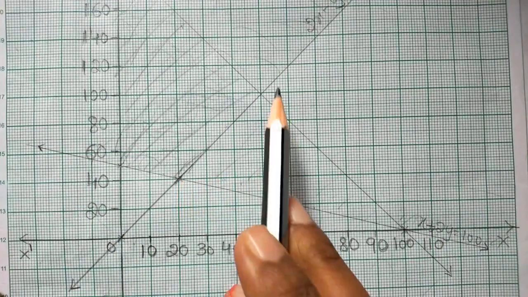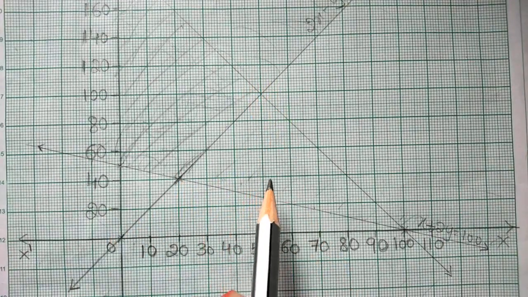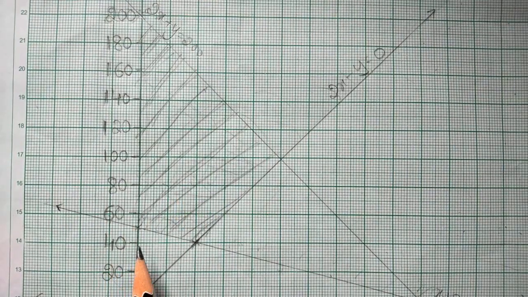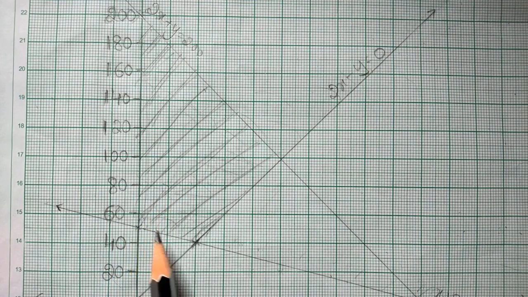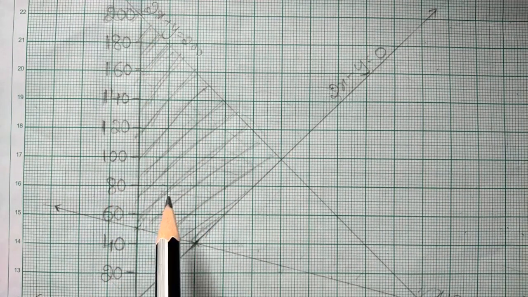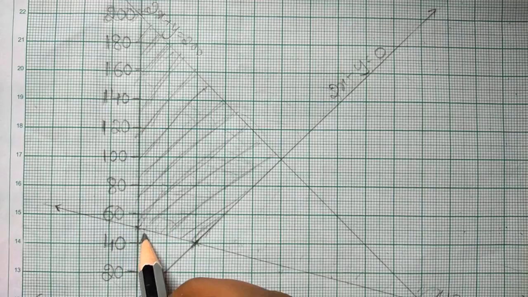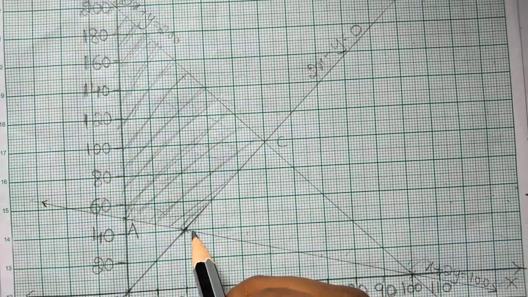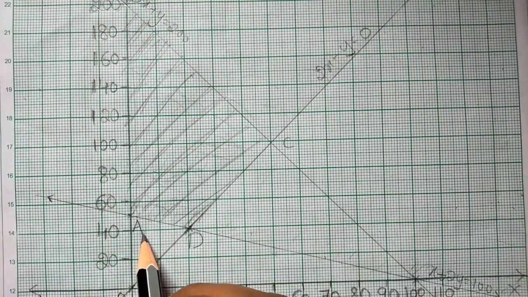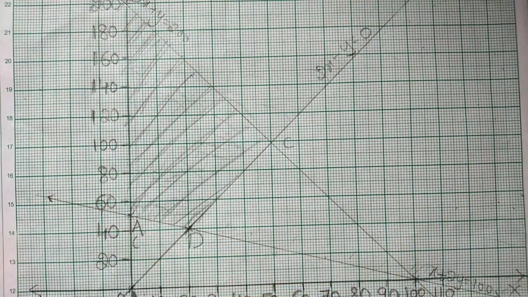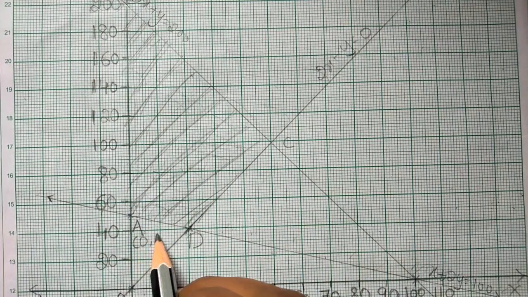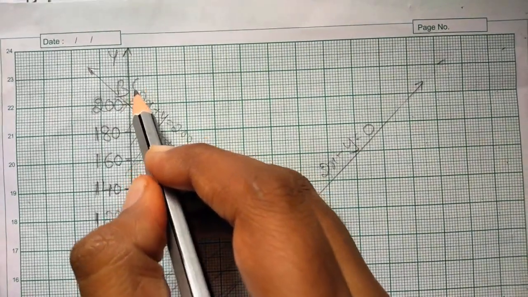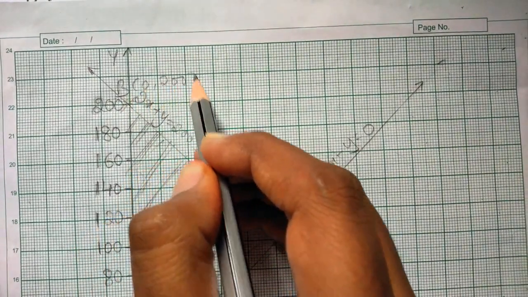And I erase the remaining shaded region other than the feasible region. Now the shaded region is the feasible region and the corner points of this region are here. I'll mark the corner points as A, B, C and this as D. The coordinates of the point A are 0, 50. The coordinates of the point B are 0, 200.